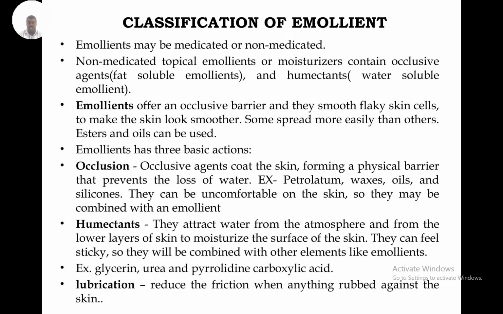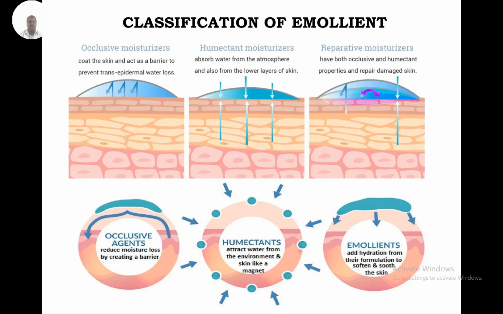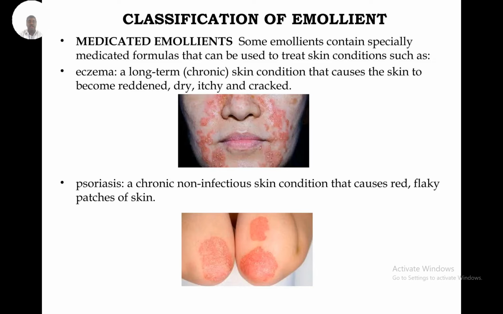Humectants attract water from the atmosphere and from the lower layers of skin to moisturize the surface of the skin. They can feel sticky, so they are combined with other elements like emollients. Next is lubrication, which reduces friction when anything rubs against the skin. So emollients are classified into occlusive agents, humectants, and emollients.